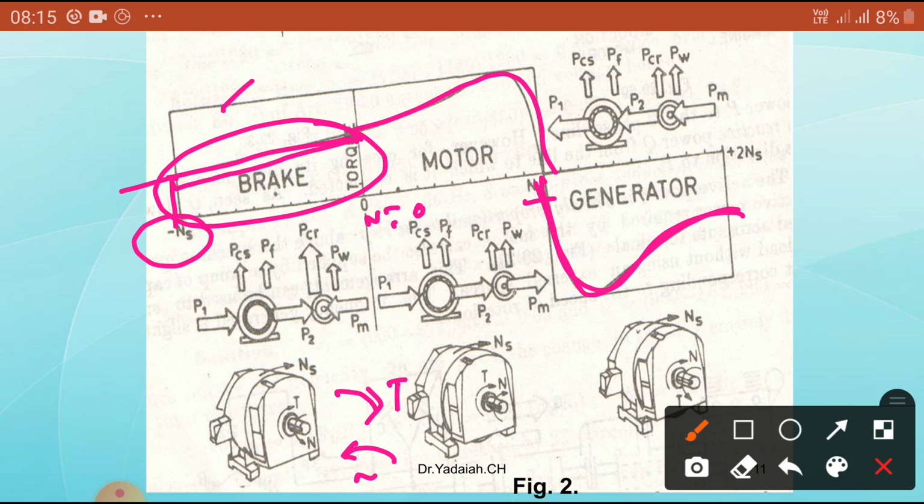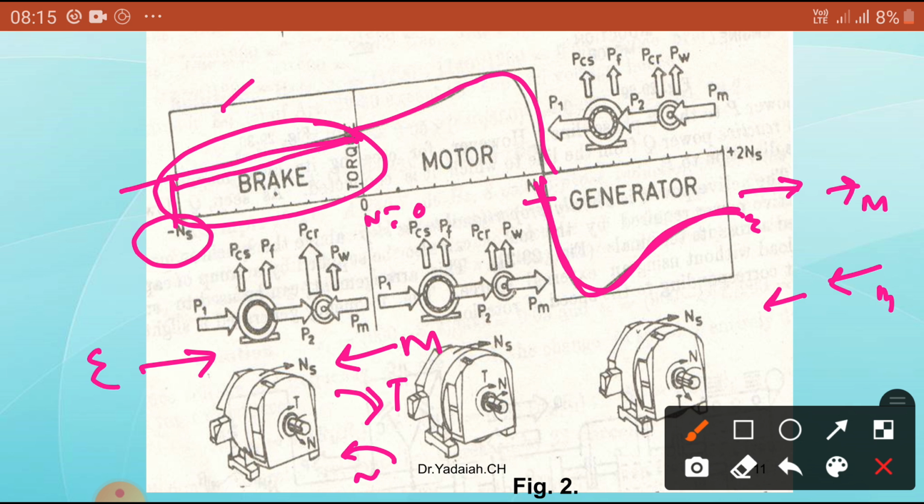Rotor speed is in the anti-clockwise direction. Okay, then so we are going to get it. So what will happen? It will take the power from the electrical energy and it will take the mechanical energy from outside. So in this case what will happen? The motor takes electrical energy in only one direction and gives mechanical energy, whereas the generator takes mechanical energy and gives electrical energy.